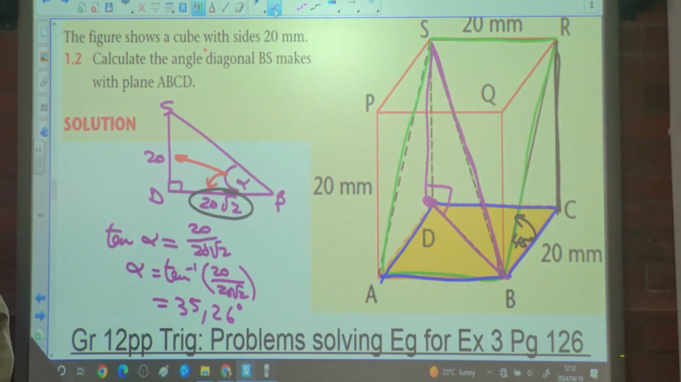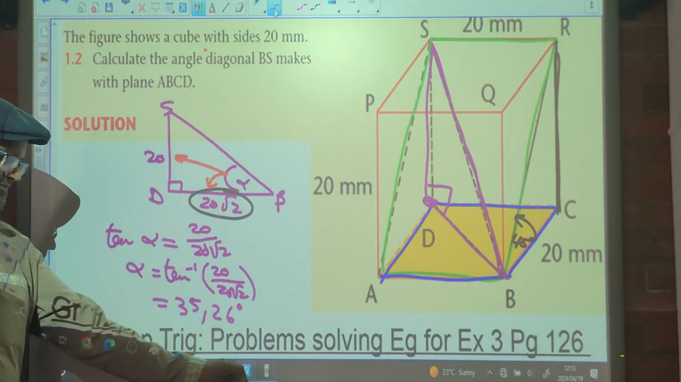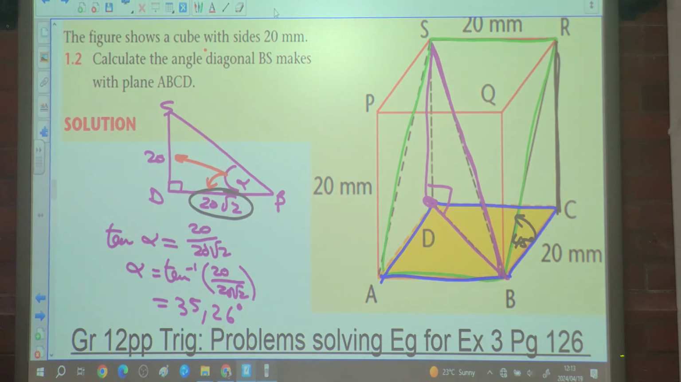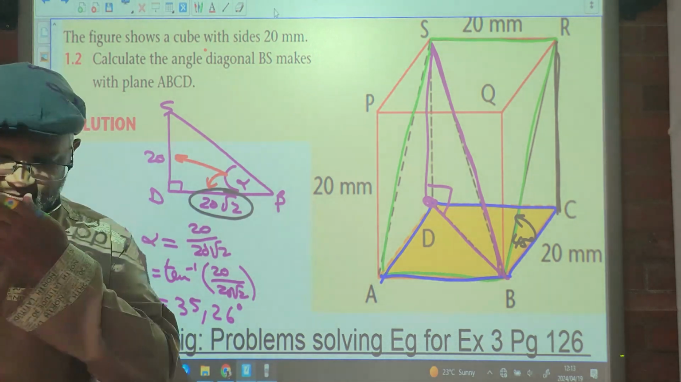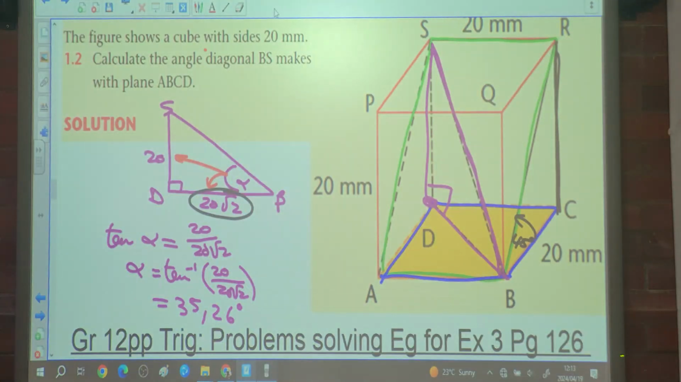Is there any confusion there? No? Okay. So that brings us to the end of the examples for exercise 3 on page 126. Are you guys okay with this, or must I do another example? Okay. So I'll start the exercise then now.